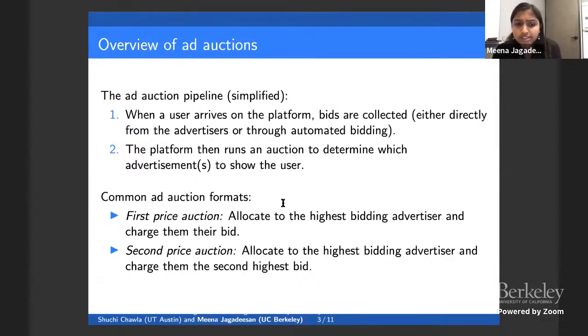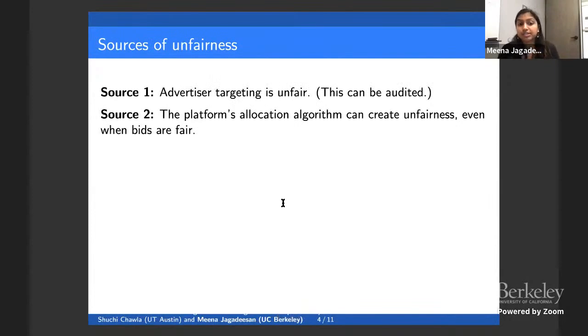What's a little surprising is that these standard ad auction formats can actually introduce unfairness into which users see which ads. The first source of unfairness is that the advertiser targeting is unfair. Maybe the advertiser's bids actually look unfair, and this can be audited by looking at each advertiser's bidding patterns in isolation. The second source of unfairness, which is more subtle, is that the platform's allocation algorithm can create unfairness even when the bids are fair, even when each advertiser bids fairly in isolation.